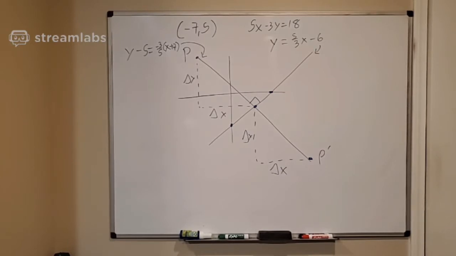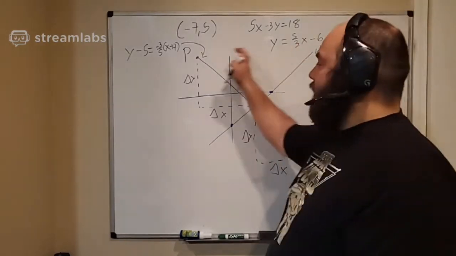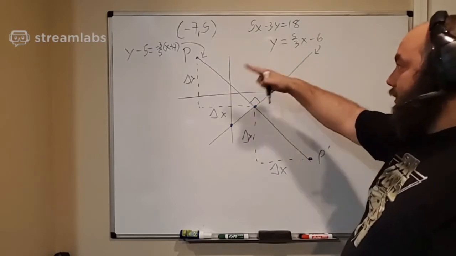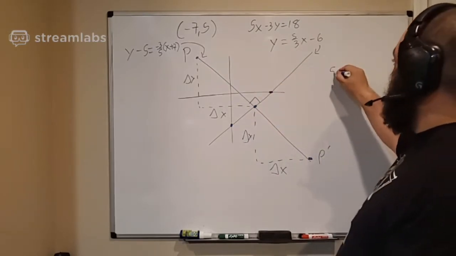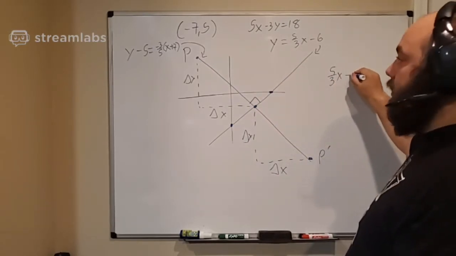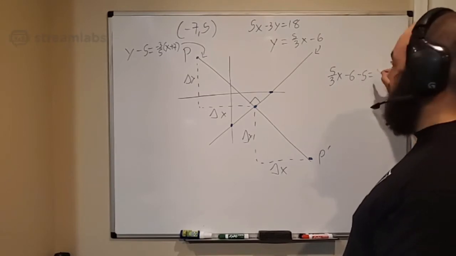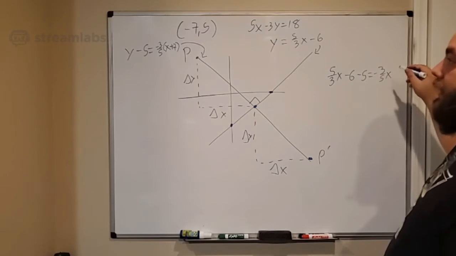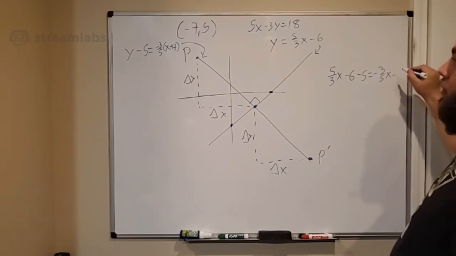You could do it multiple different ways. You can substitute this in, you can set it equal. It doesn't really matter. I'm just going to substitute that in over there. So I get 5/3 x minus 6 minus 5. I'm going to go ahead and distribute negative 3/5 x minus 21 over 5.